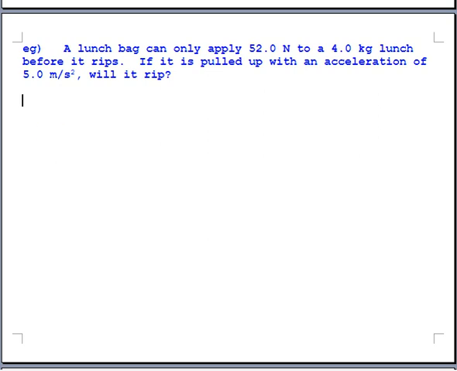So maybe let's imagine your parents have packed you a nice big lunch, sitting on the counter. Maybe you're rushing out the door to catch the school bus or catch a ride to school, and you grab this bag and you accelerate it up really quickly.